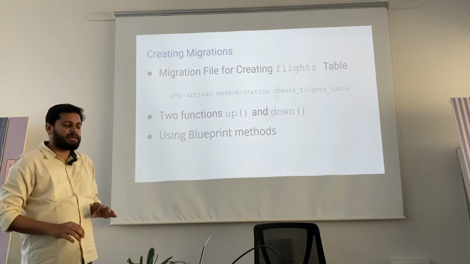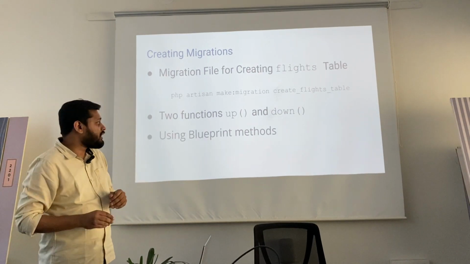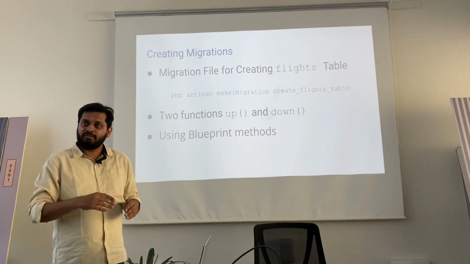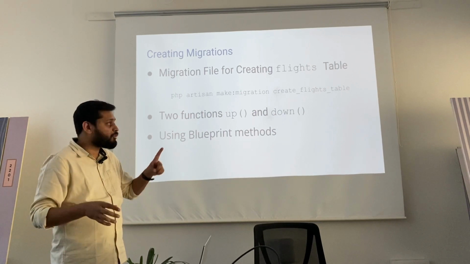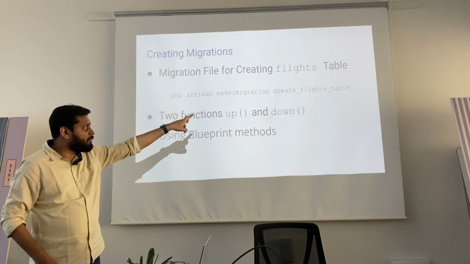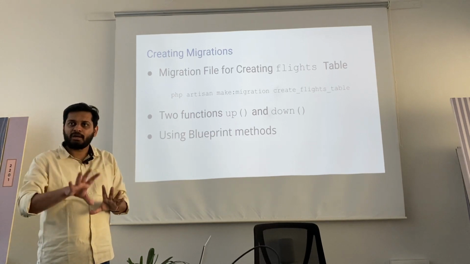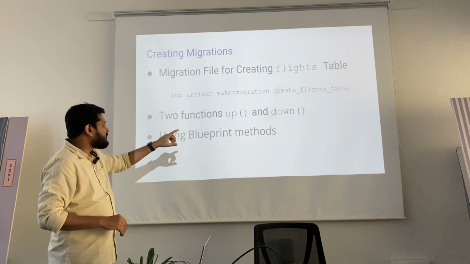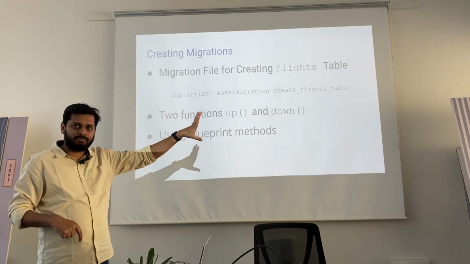So let's say, for example, we are creating a flights table. This is one of the examples from the Laravel docs. We want to create a flights table. For that, we need a migration file. To create a migration file, Laravel provides a good helper command over here. When we say php artisan make:migration create_flights_table, it will provide a boilerplate, like a basic skeleton, and we can add data into it. That file has two methods, up and down.